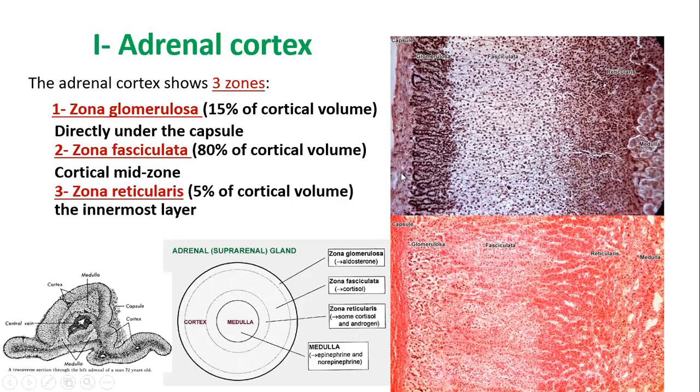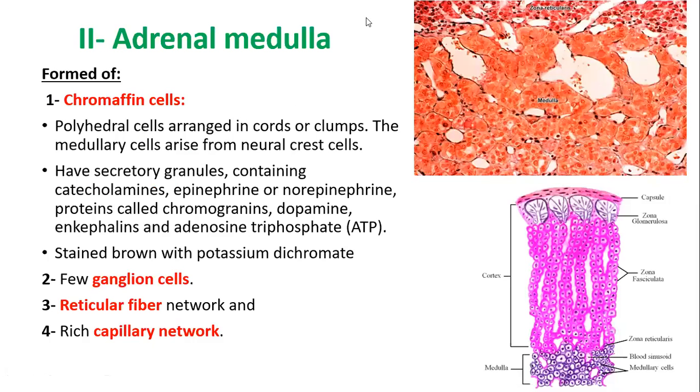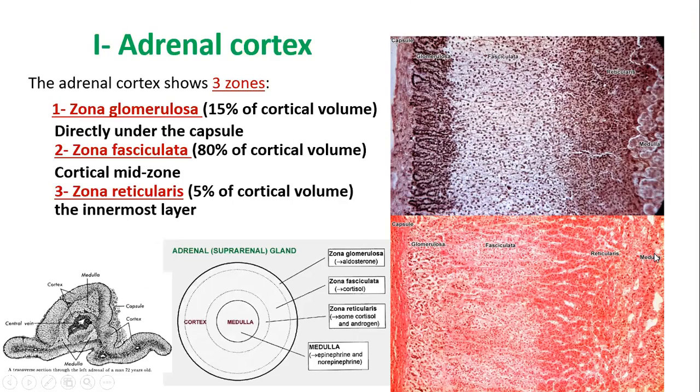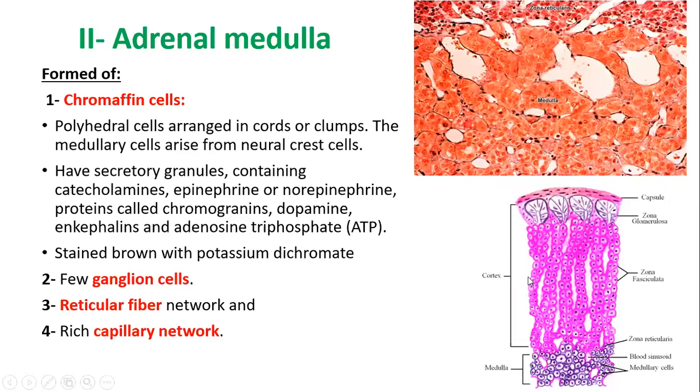So this is how the three layers of the cortex are there just under the capsule. Now coming to the medulla, innermost. Here is the medulla. Now if you see the same layers here, on the outside we have the capsule, zona glomerulosa, the fasciculata and reticularis, and deep inside here is the medulla.